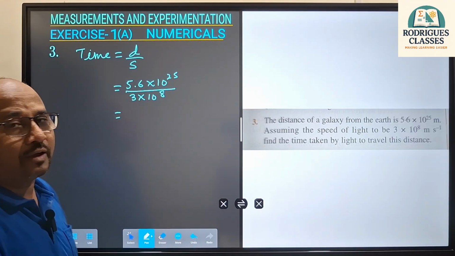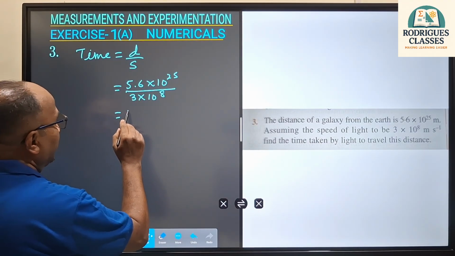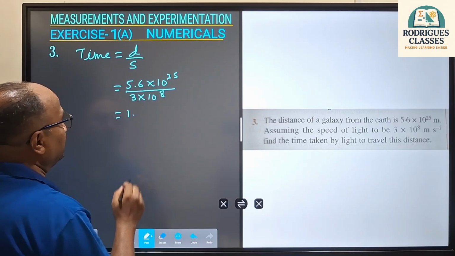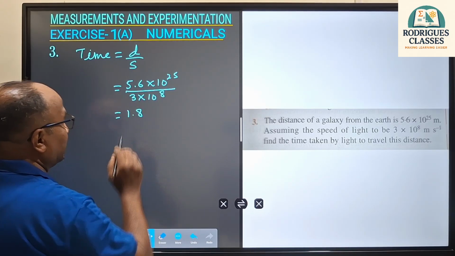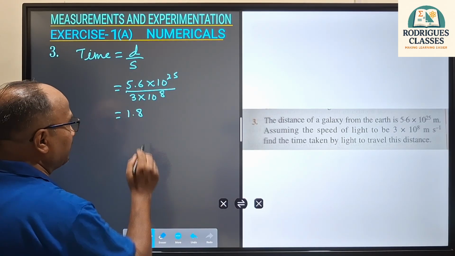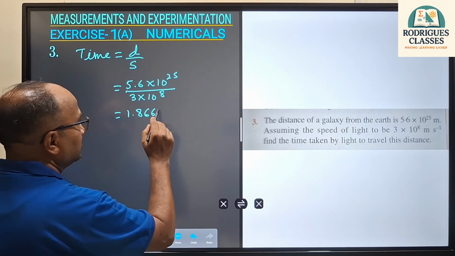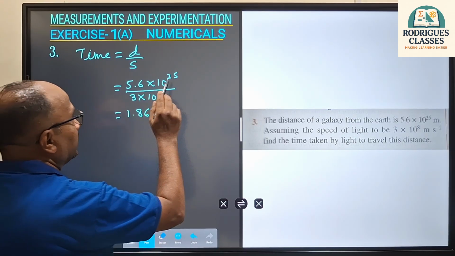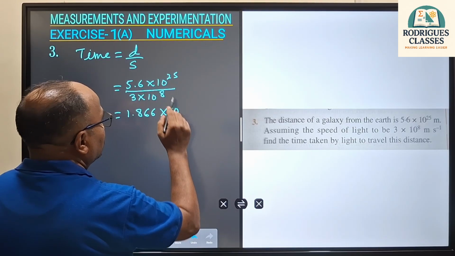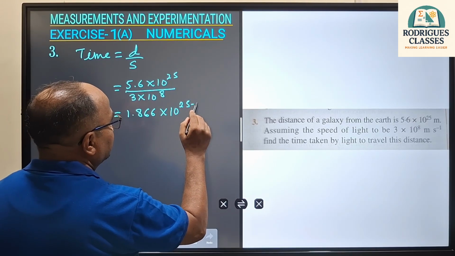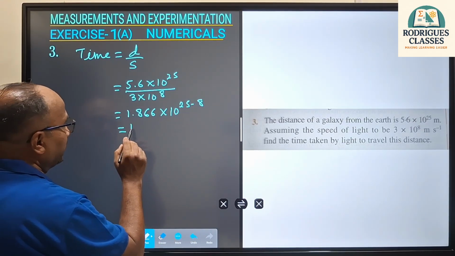So let us divide this 5.6 by 3. You know that 3 ones are 3, it will go, 2 will be left, 26. 3 eights are 24, so 2 is left. 3 sixes are 18, so it will keep on going 6 6 6, and 10 to the power it will become 25 minus 8. So it becomes 1 point.